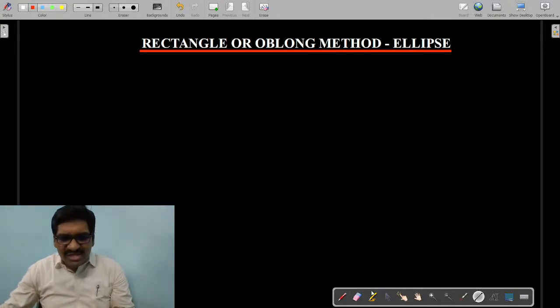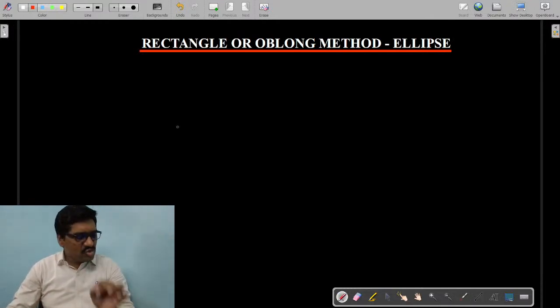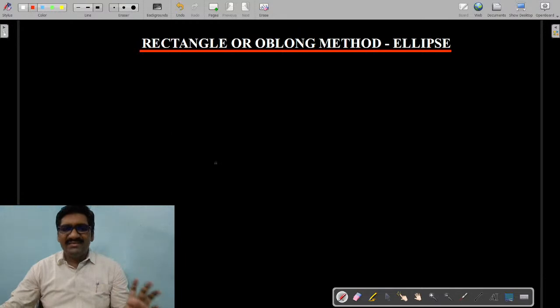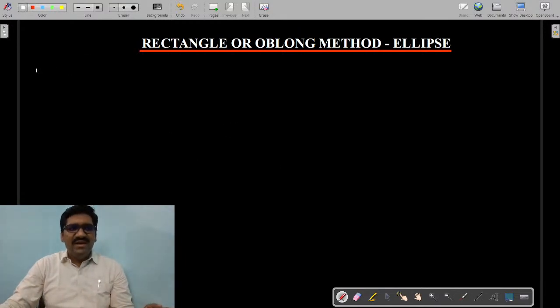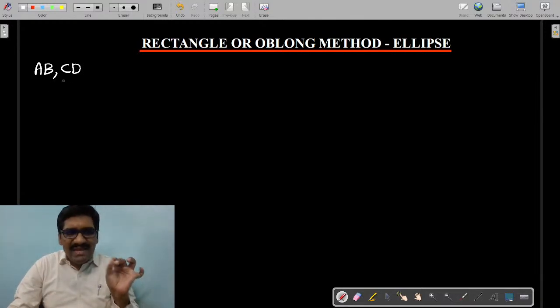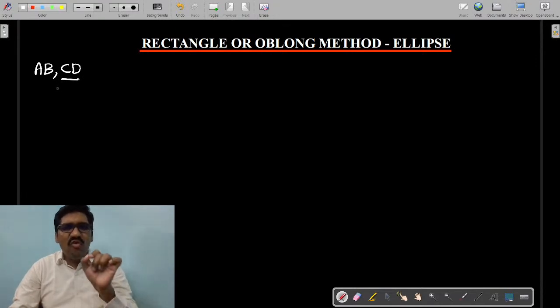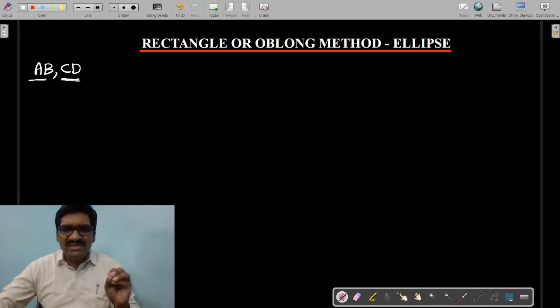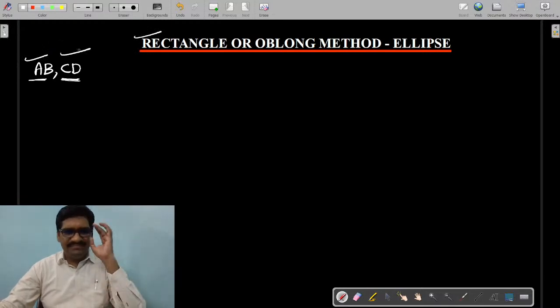For the construction of ellipse using the rectangle or oblong method, we need the major axis AB and, at the same time, the minor axis CD. But sometimes, in place of the minor axis, the distance between the focus points will be given in the examination. Again, for the construction of ellipse using the rectangle method, we need the major axis and minor axis at minimum.